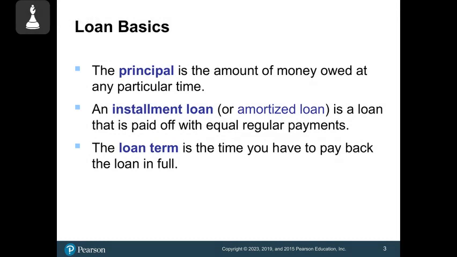An installment loan or amortized loan is a loan that is paid off with equal regular payments. That's basically what you're used to. If you have any sort of car loan or home mortgage, you pay the same amount every month. And the loan term is the time you have to pay back the loan in full.